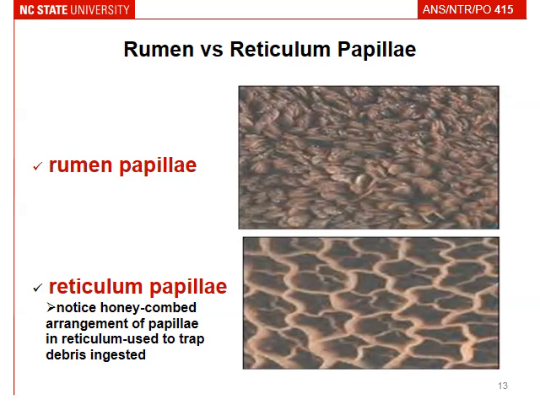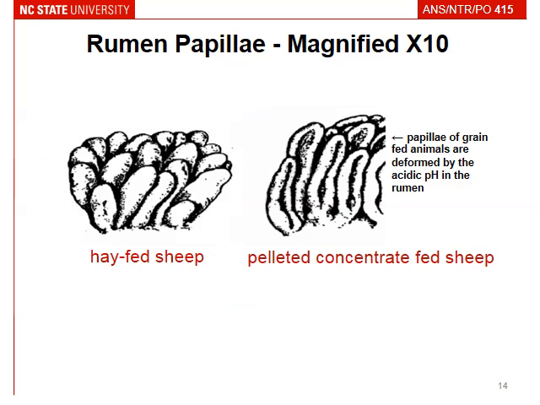Here's another picture comparing the rumen papillae versus the reticulum papillae. Reticulum papillae, honeycomb. Rumen papillae, looks like leaves, like seaweed, moving together.